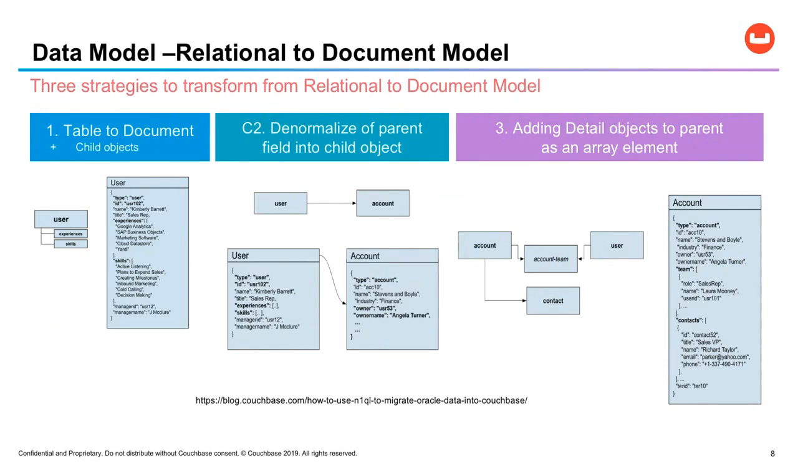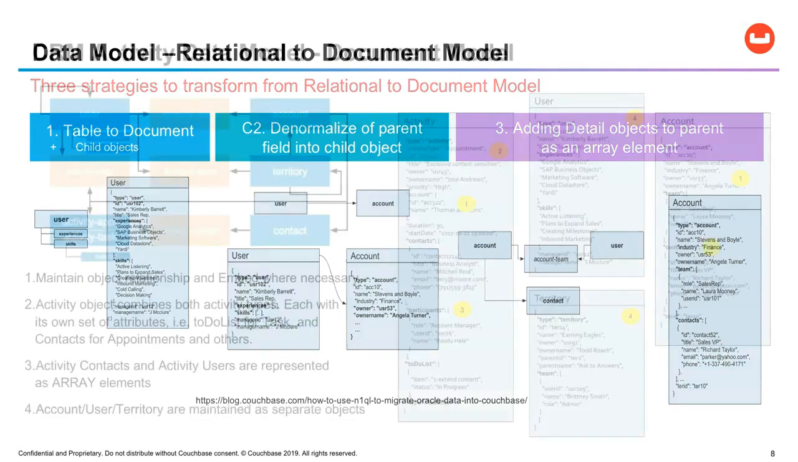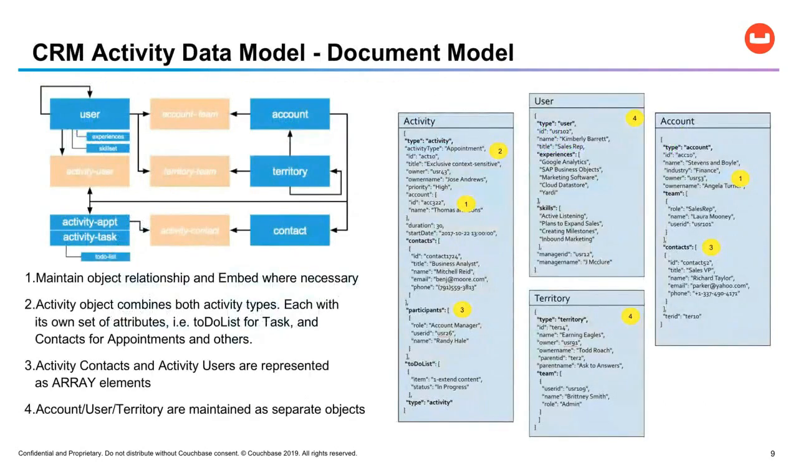The third strategy is adding detail object to the parent object as an array. For instance, you add the account team members, which are our users, as an array to the account object. So here is the view of the JSON document. You can see that the document model here maintains the object relationship and embeds where necessary.